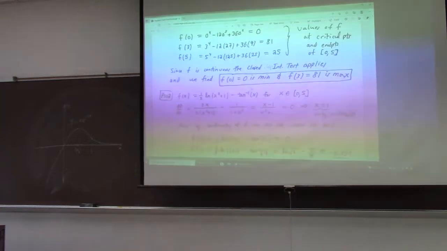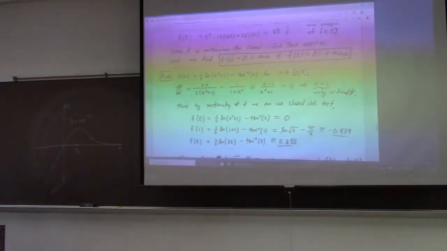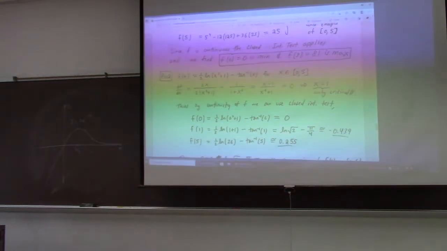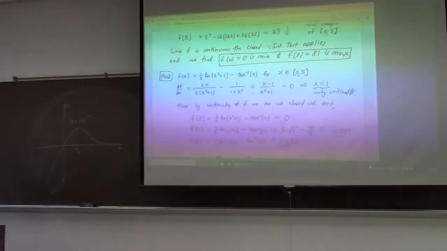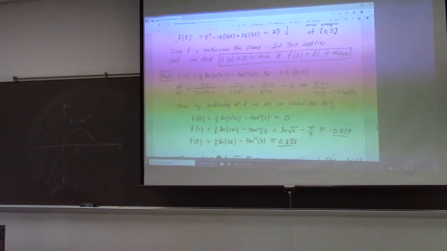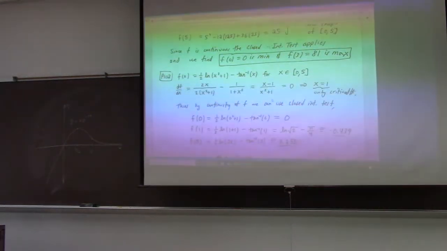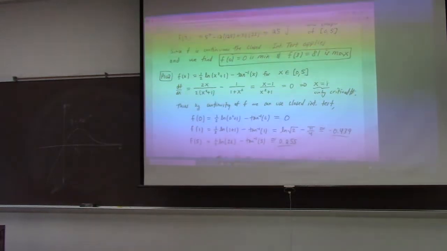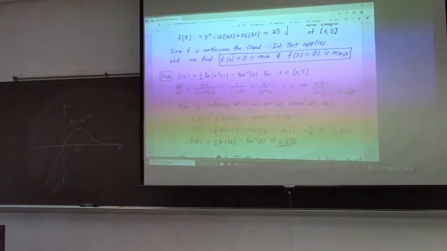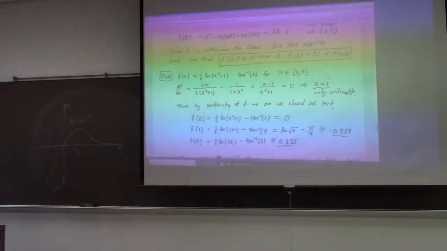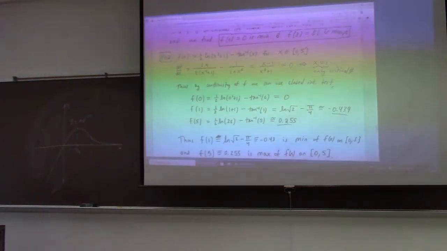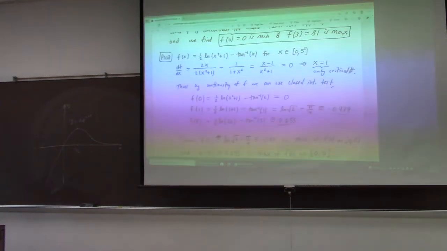Next one, same song and dance. We differentiate, we set the derivative equal to 0 to find critical numbers. Here you have to make a common denominator. You get x minus 1 over x squared plus 1. X squared plus 1 cannot be 0, so the denominator is harmless. It's always non-zero. But x equal to 1 gives us a critical number up top. That gives us 0 in the numerator. So x equals 1 is a critical number. It's also in the interval 0 to 5, so it's relevant.